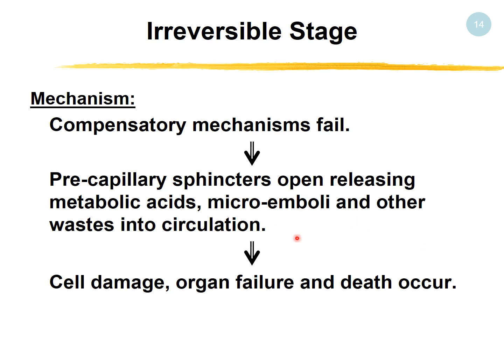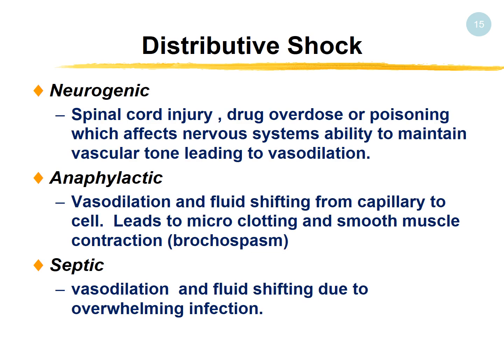Microembolization happens due to the stasis in the periphery, and other waste products get into the circulation. So whatever accumulated in the periphery and so far was locked out, now due to this general vasodilation, the old waste product is washed back to the systemic circulation and can deteriorate other organs, such as the heart, the brain, the lung. And this means cell damage and organ failure develop and death occurs. So this is the irreversible stage, and these are the mechanisms for this one.